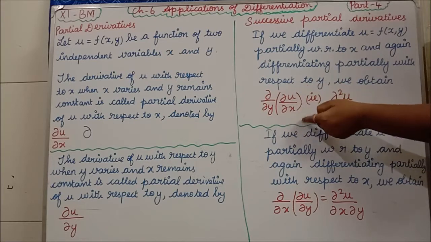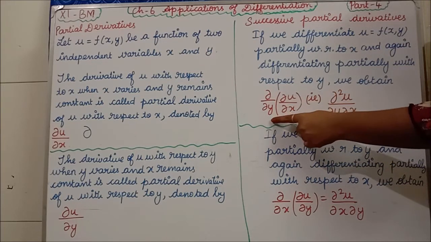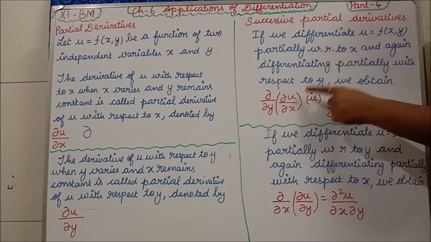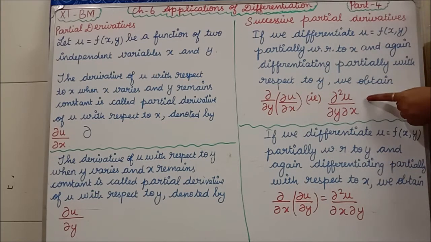Again this function we are differentiating partially with respect to y. So only dou by dou y of dou u by dou x. How can we write this? Dou square u by dou y dou x. Clear? Similarly, we are going to see for y.